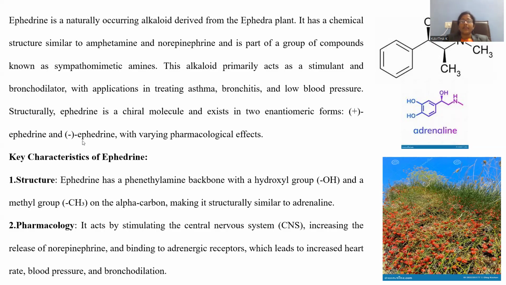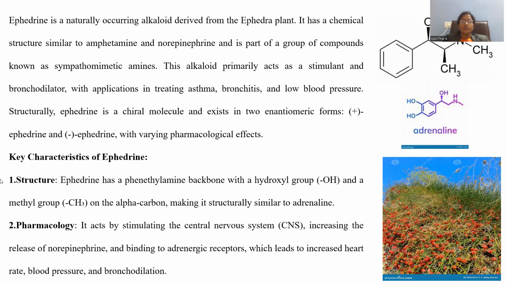So plus ephedrine and minus ephedrine are two kinds of compounds noticed based on their orientation, and based on this kind of stereospecificity, they also exhibit their own pharmacological effects. Plus ephedrine and minus ephedrine do not have equal or resembling effects on the diseased organs, so their physiological or pharmacological activity also varies based on their orientation. That's the reason why stereochemistry plays a vital role in drug chemistry, right? So let's go with the key characteristics of ephedrine.